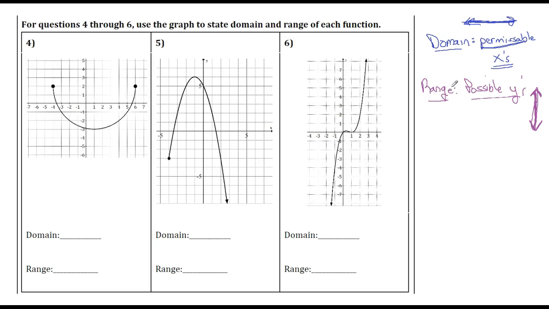One thing that is helpful to keep in mind if you think you might get these two words confused is that domain comes before range in the alphabet and x comes before y in the alphabet. So if you're worried about keeping those things straight, that's a little tip that's helpful.